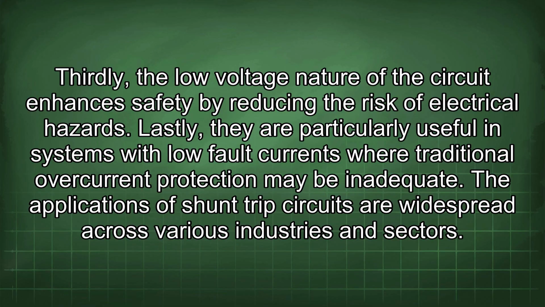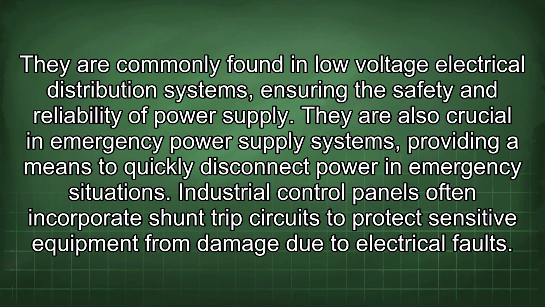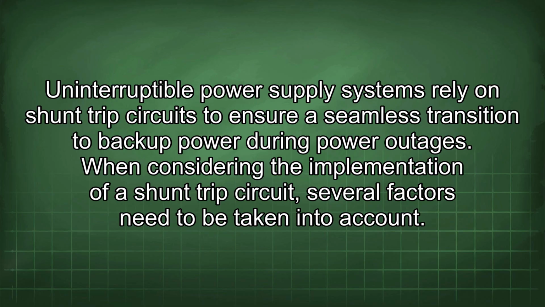The applications of shunt trip circuits are widespread across various industries and sectors. They are commonly found in low-voltage electrical distribution systems, ensuring the safety and reliability of power supply. They are also crucial in emergency power supply systems, providing a means to quickly disconnect power in emergency situations. Industrial control panels often incorporate shunt trip circuits to protect sensitive equipment from damage due to electrical faults. Uninterruptible power supply systems rely on shunt trip circuits to ensure seamless transition to backup power during power outages.